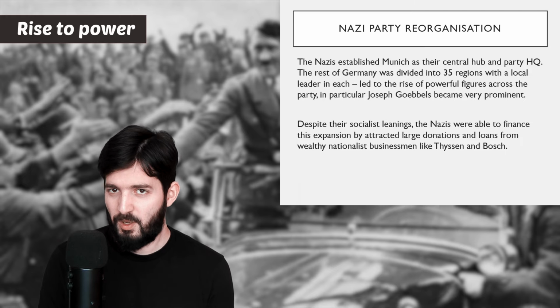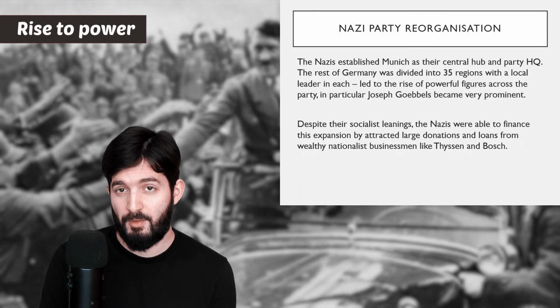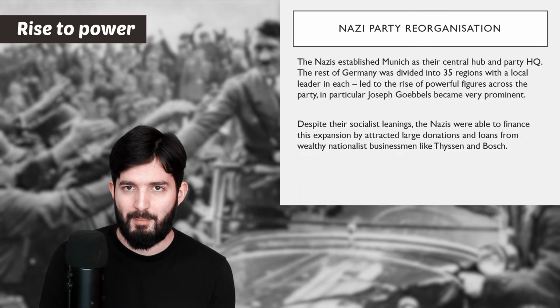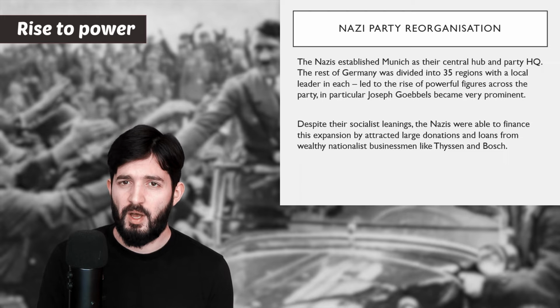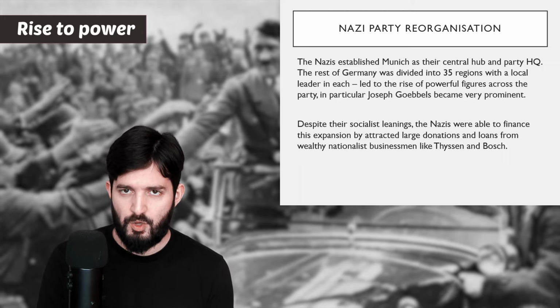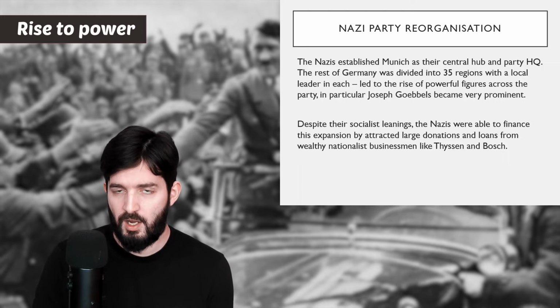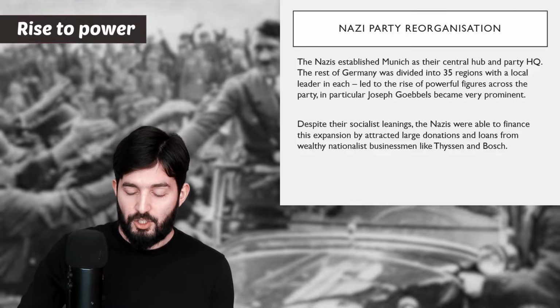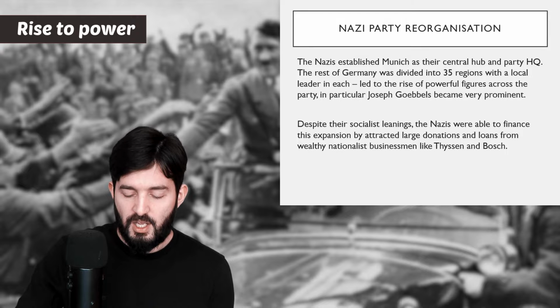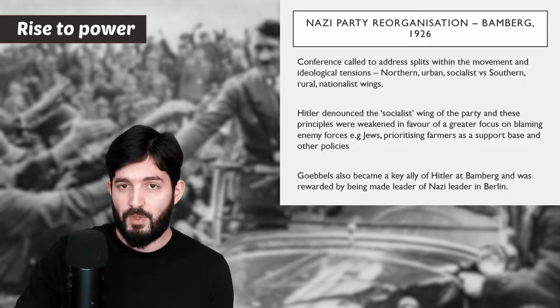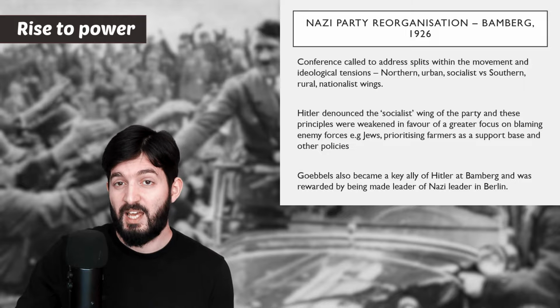So two very famous ones, whose names will ring a bell if you know the modern day companies. You had businessmen like Thyssen and also businessmen like Bosch. Yes, the modern day company. Who were these very, very wealthy nationalist businessmen who were convinced by the Nazi message and decided to give them quite large donations. So as a consequence of these large donations, the Nazis are now able to start organizing the party nationally in a more effective way.